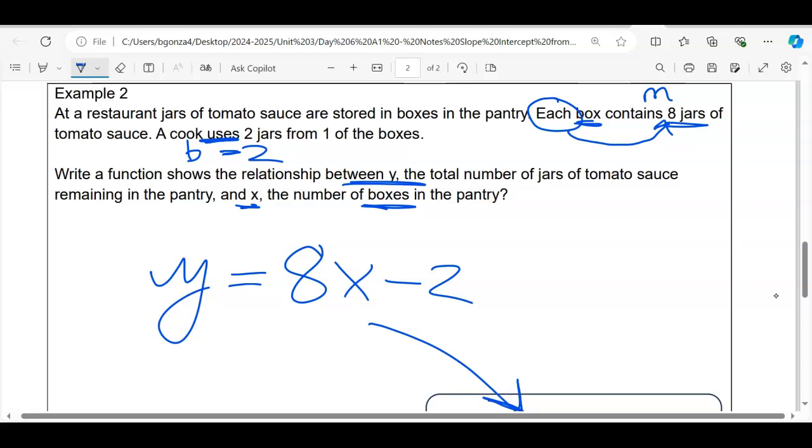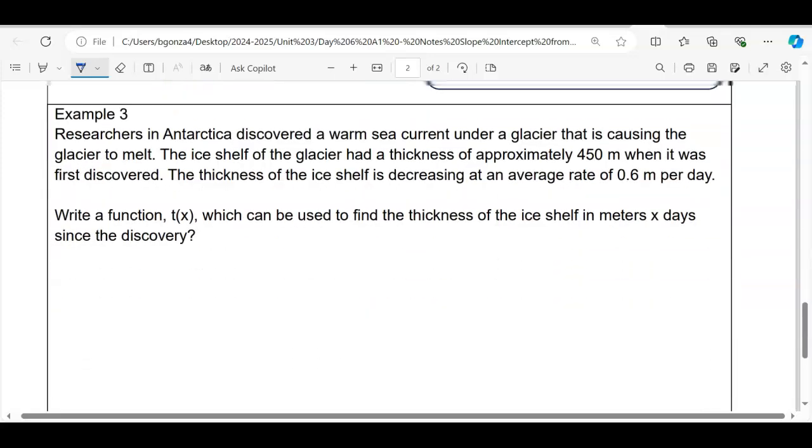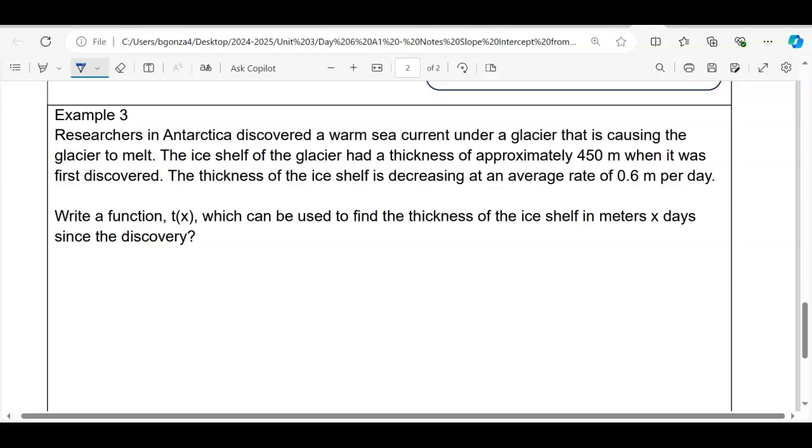Here we go. Example 3. Researchers, everybody, we're reading. Researchers in Antarctica discovered a warm sea current under a glacier that is causing the glacier to melt. The ice shelf of the glacier had a thickness of approximately 450 meters when it was first discovered. Now let's stop there. 450. Were there any changing words in there, or was that the initial amount? What do you think?